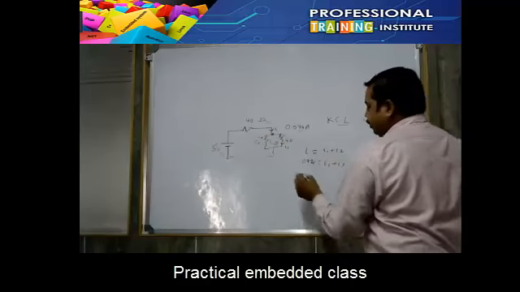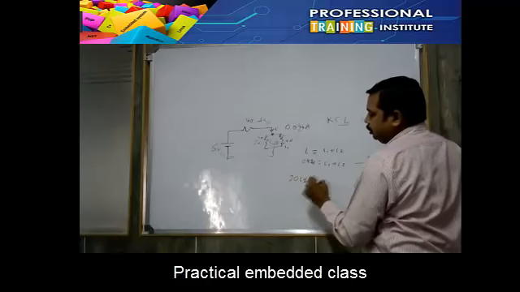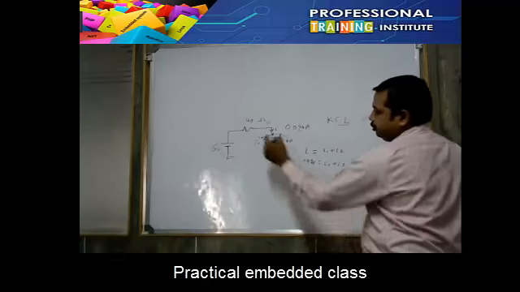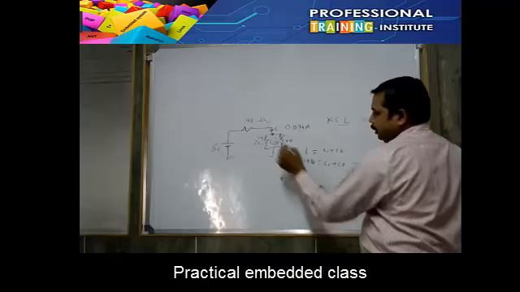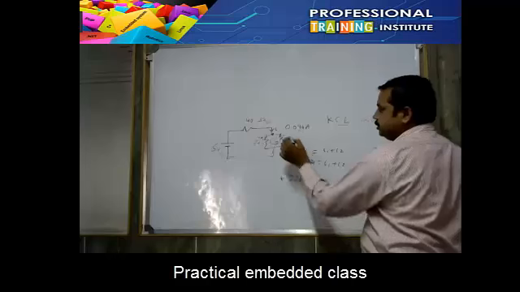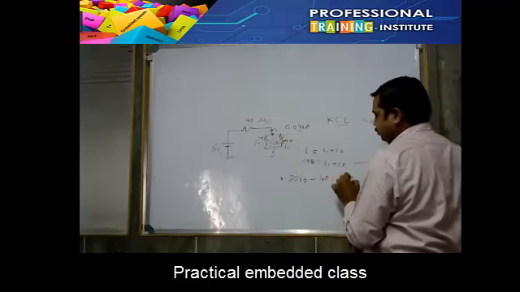So at this point, 20 I2. This will become plus 20 I2, and here I am hitting minus first. So minus 40 I1 equal to 0.